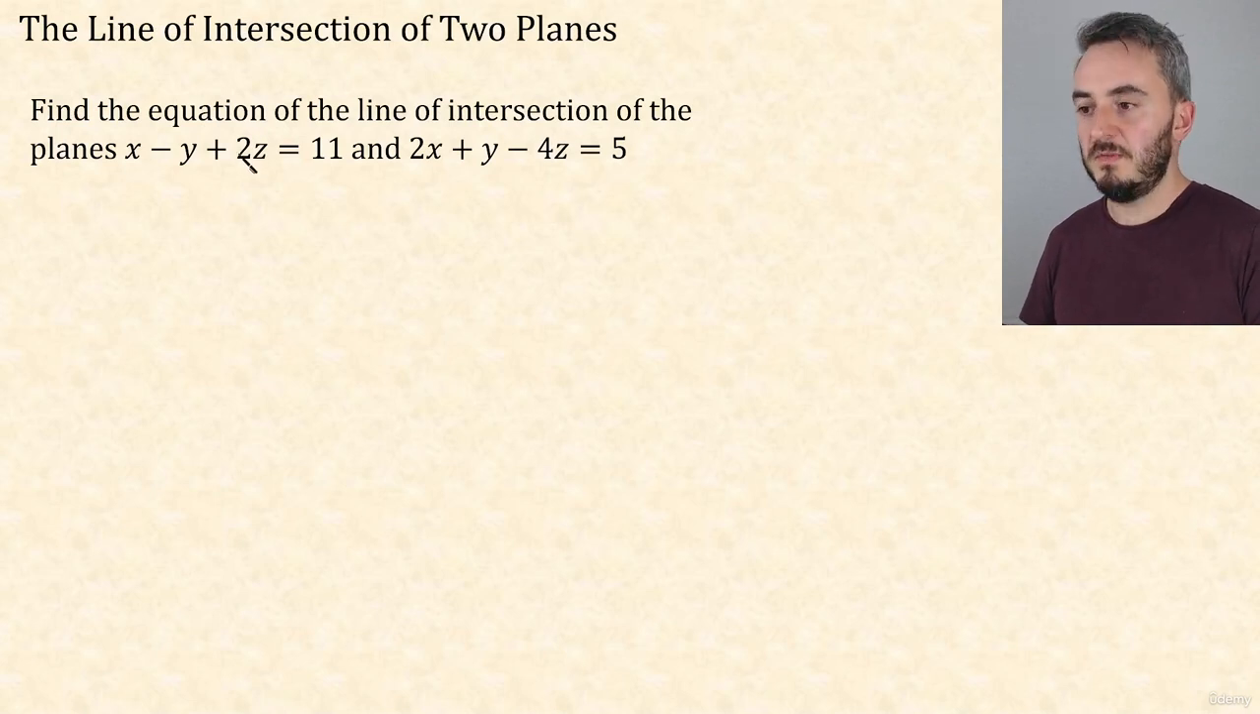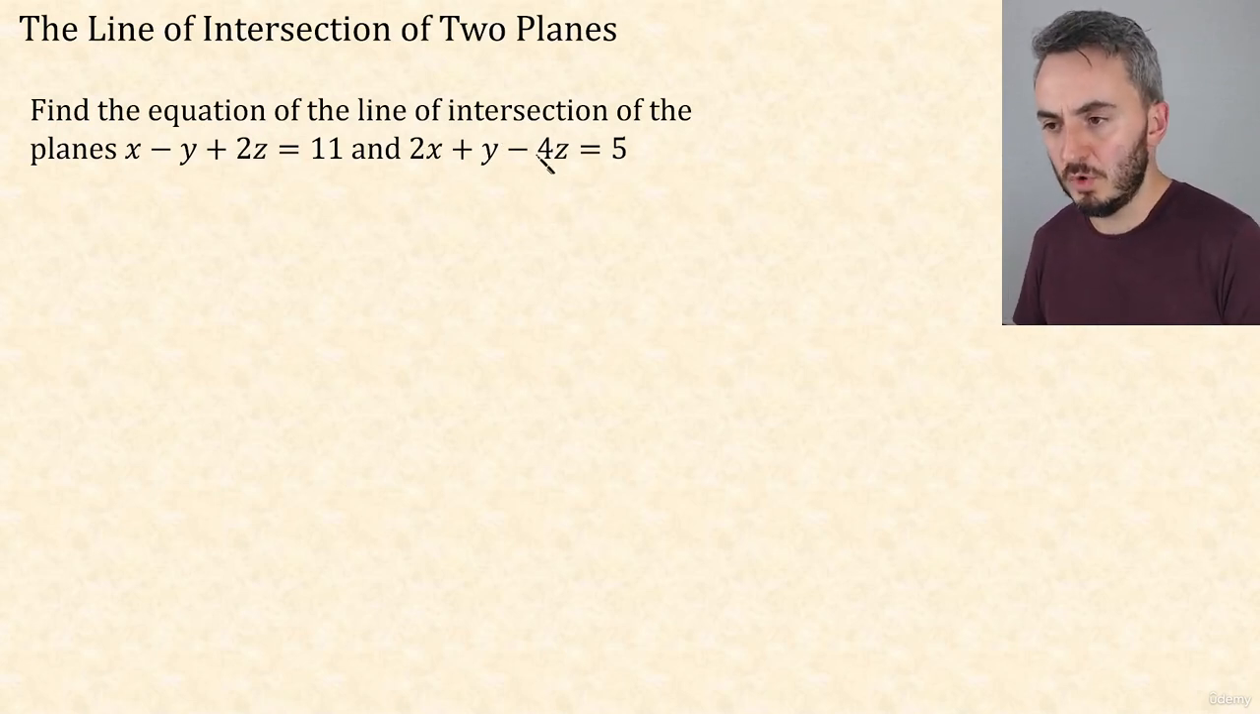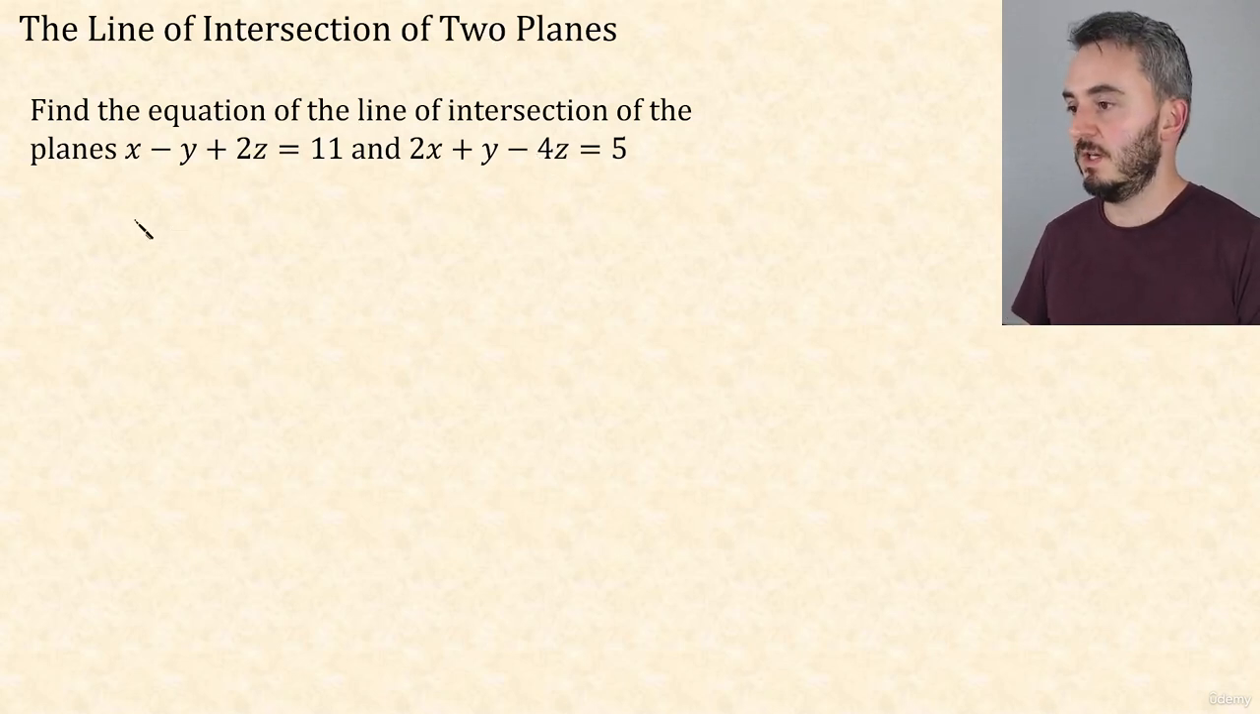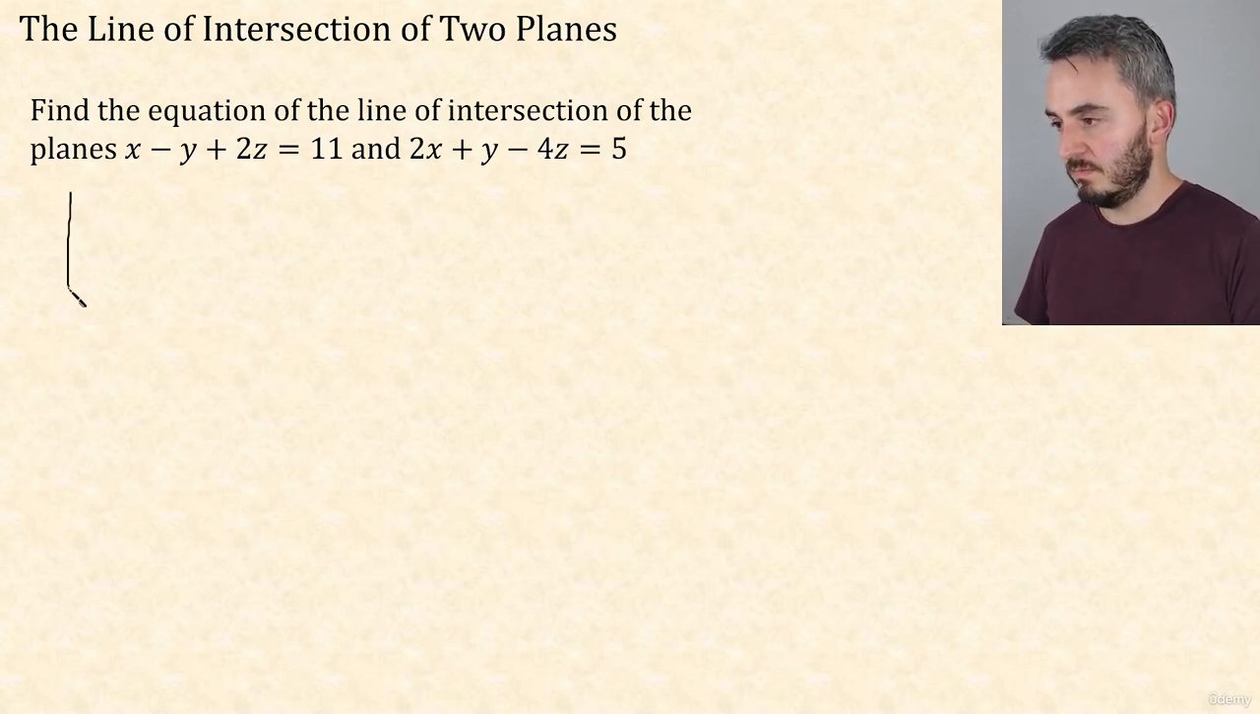And the perpendicular of the other plane is 2, 1, minus 4. So I'm just looking for a vector which is perpendicular to both, and that's what the cross product, the vector product, gives us. So let's find the vector product of those two perpendiculars. So that's 1, minus 1, 2, and 2, 1, minus 4. Let's see what we get.